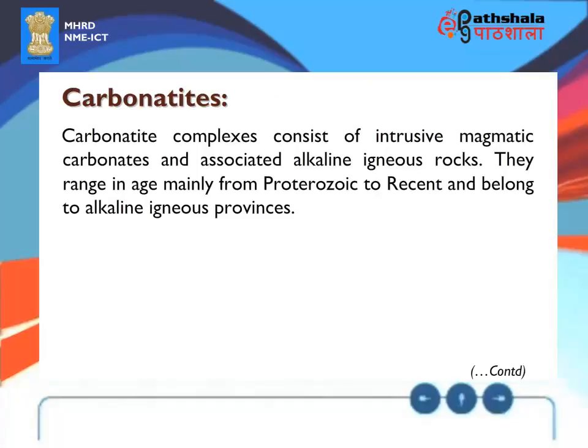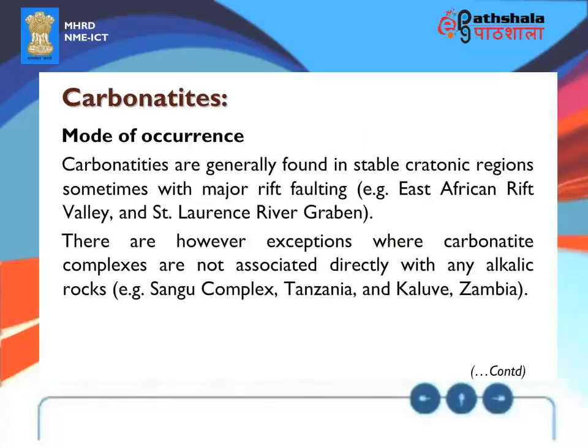Carbonatites. Carbonatite complexes consist of intrusive magmatic carbonates and associated alkaline igneous rocks. They range in age mainly from Proterozoic to recent and belong to alkaline igneous provinces. Mode of occurrence: carbonatites are generally found in stable cratonic regions, sometimes with major rift faulting, for example East African Rift Valley and St. Lawrence River Graben.